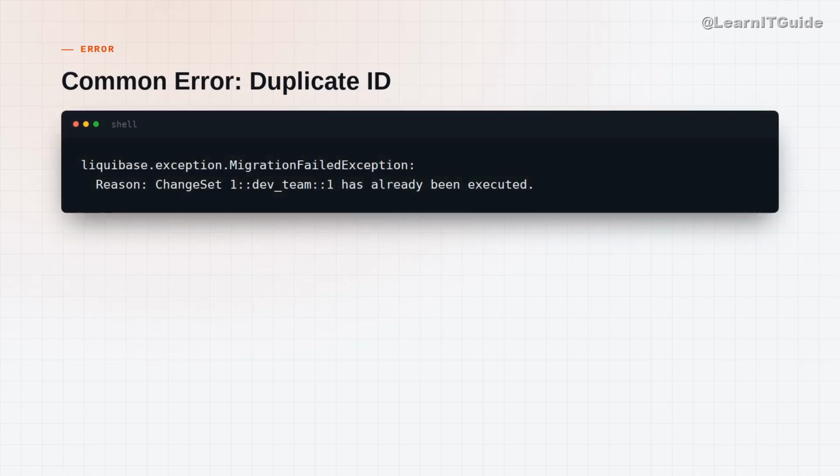So what happens if you make a mistake? A common error is trying to reuse a change set ID. Liquibase tracks every ID it has ever run. If you try to run the same ID twice, it will fail because it protects the database from duplicate changes. This prevents accidental data loss or schema corruption.